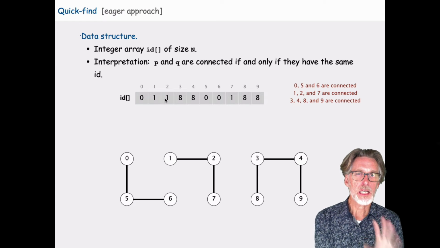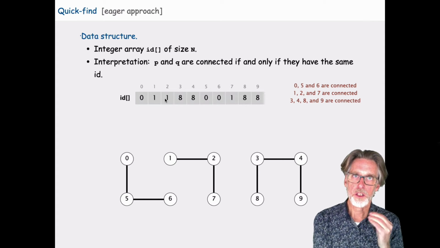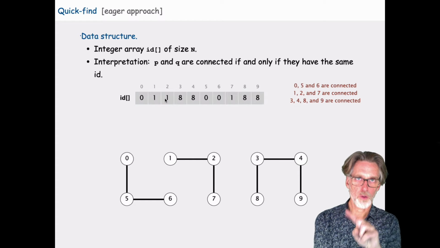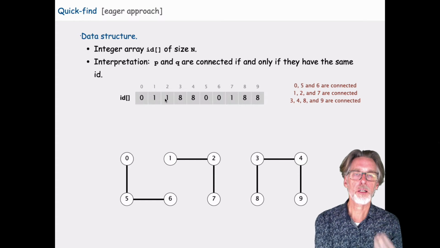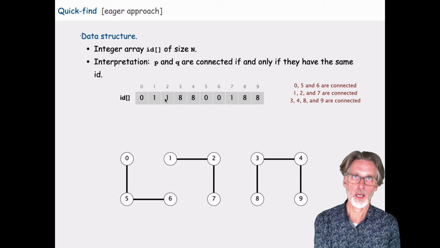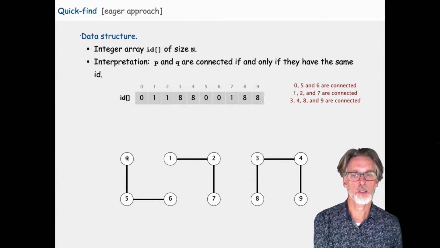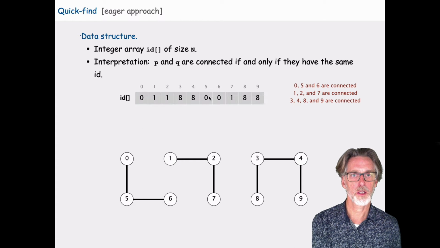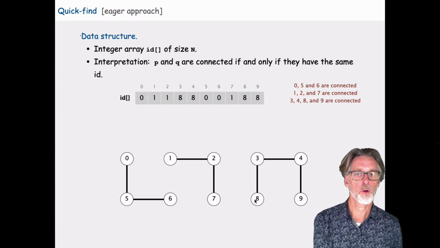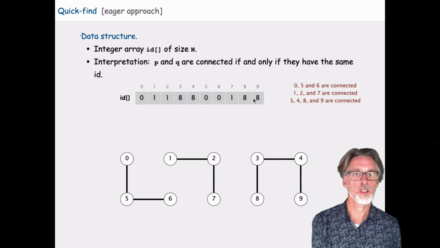Quick find is an eager algorithm. We're going to compute the identifiers for each of the elements as quickly as possible, as soon as we can. And so our ID array, if we have 3 connected components, will hold just 3 values. So here 0, 5, and 6 all have the same ID, which is 0. 1, 2, and 7 have the same ID, which is 1. And 3, 4, 8, and 9 have the same ID, which is 8.